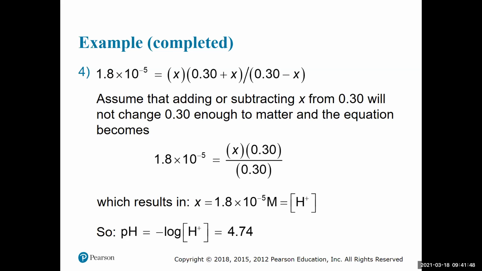So it's pretty easy math. Even I can do that one in my head. And it's 1.8 times 10 to the minus 5. And then we go ahead and take the minus the log of that to get a pH of 4.7.